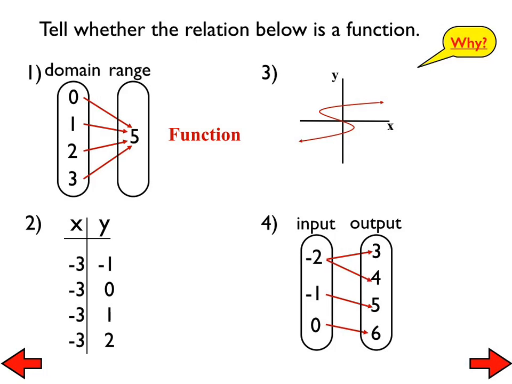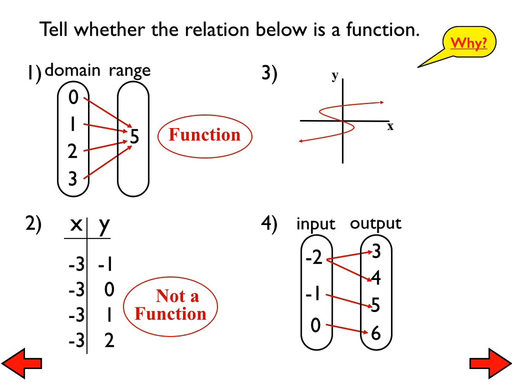Obviously, number one is a function. And the reason is because each x value, remember the domain represents the x value, the range represents the y value. Each x value has exactly one y value. That's the reason why that is a function. Number two is not a function because each x value does not have exactly one y value. -3 has 4 different y values there. That's not exactly 1. That's why that's not a function.